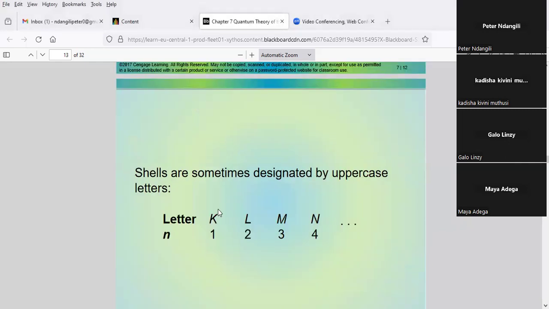So the shells are designated by these numbers. When n is equal to 1, we can use uppercase K. When n is equal to 2, we can use uppercase L. When n is equal to 3, we can use uppercase M. When n is equal to 4, we can use uppercase N. These are sometimes used, but in most cases, we use 1, 2, 3, 4.